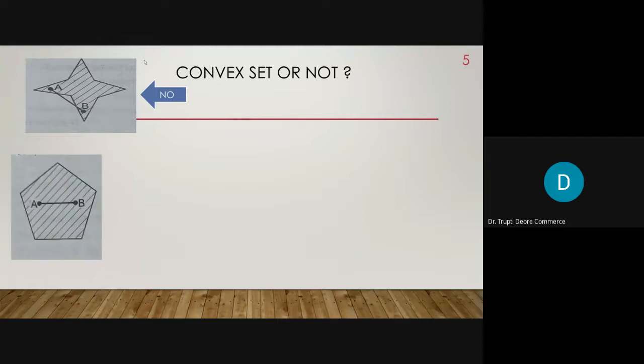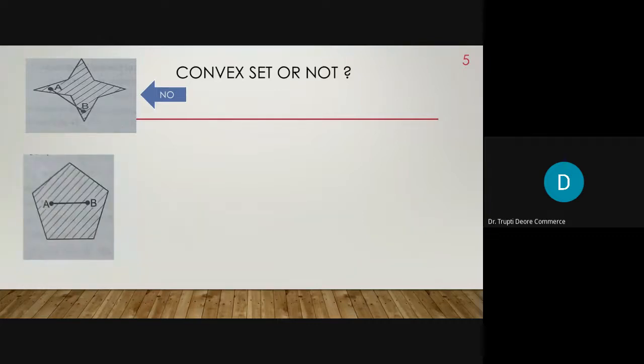Now let's see second example here. It's a convex area, right? This one full area, it's your convex area. In the convex area, A and B is a line drafted. It is purely covered in the area of convex, so it's called as a convex set.